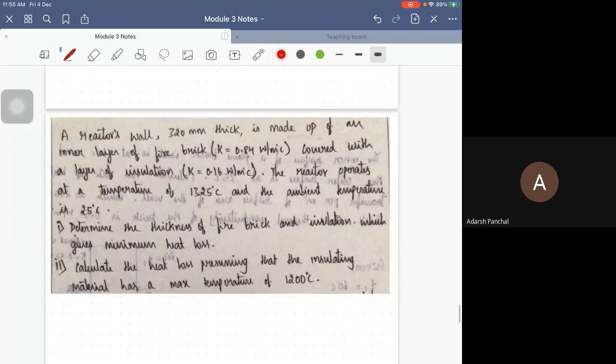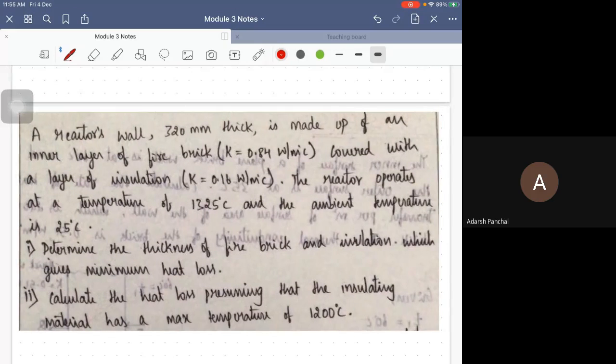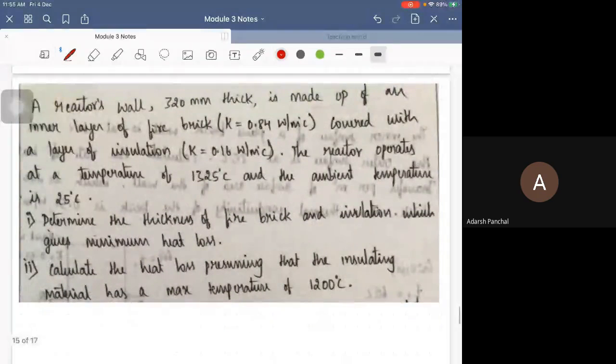So here is the next problem. The reactor wall is 320 mm thick. It is made up of an inner layer of fabric, which has a thermal conductivity value of 0.84, covered with a layer of insulation, which has the K value to be 0.16. The reactor operates at the temperature difference of so and so. Okay, ambient is that much. Determine the thickness of the fabric.